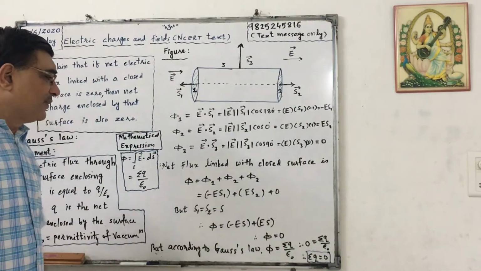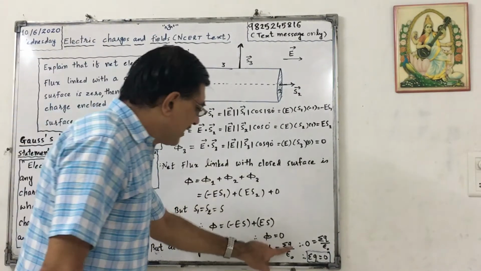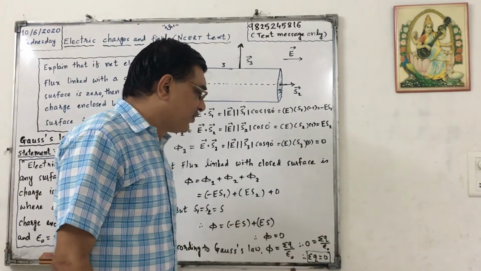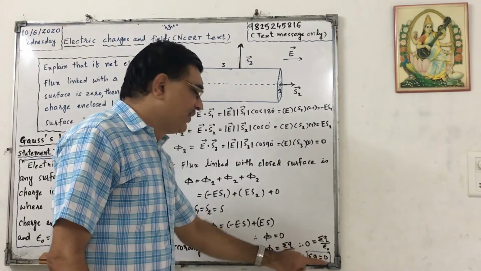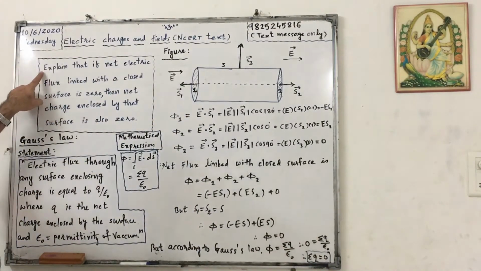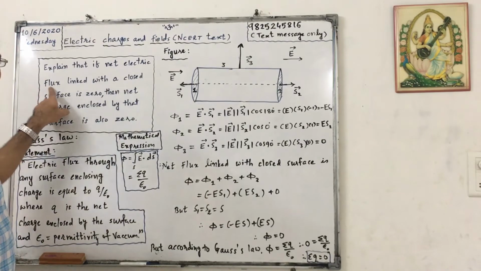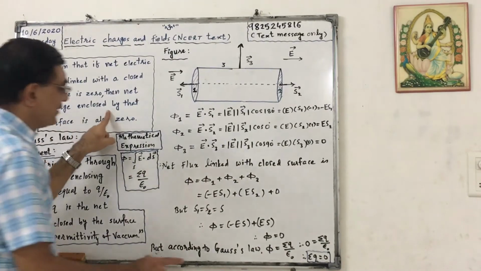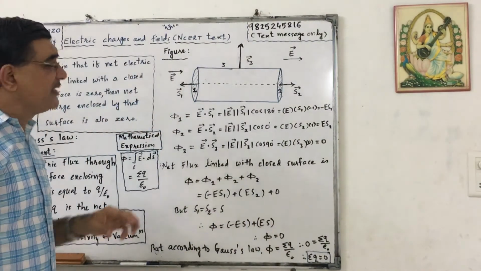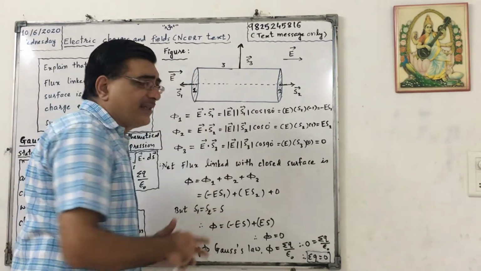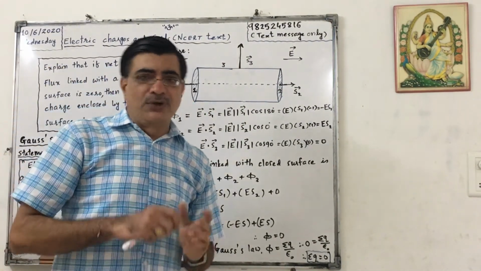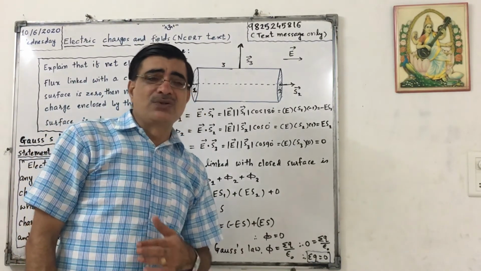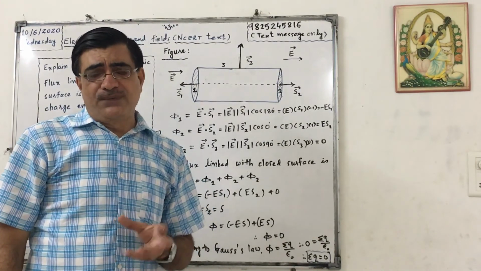But according to Gauss's law, we know that phi equals sigma q upon epsilon naught. Here phi is 0, so 0 equals sigma q upon epsilon naught. That is why sigma q equals 0. Thus we have proved that if net electric flux linked with a closed surface is 0, then the net charge enclosed by that surface is also 0. That means inside this enclosed surface there may be positive and negative charges, but the net charge will be 0. Sigma q equals 0. This is one type of application of Gauss's law.